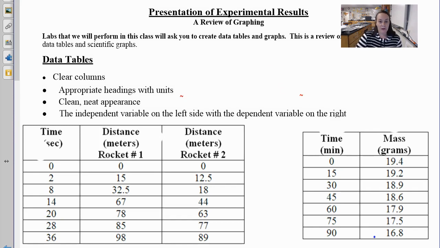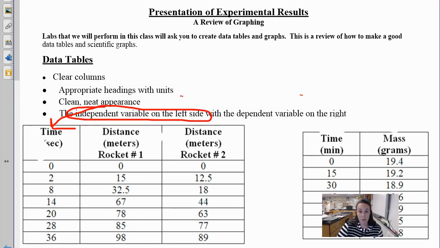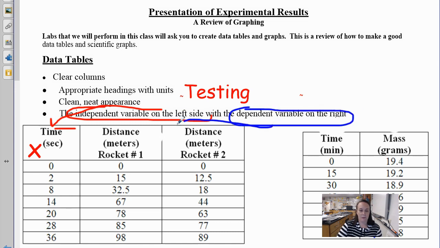And then the other thing that we want to make sure that you do is that you always have the independent variable on the left side here. And remember, that is the variable that you are testing, and it goes on the X. And then your dependent variable will always end up coming to the right.